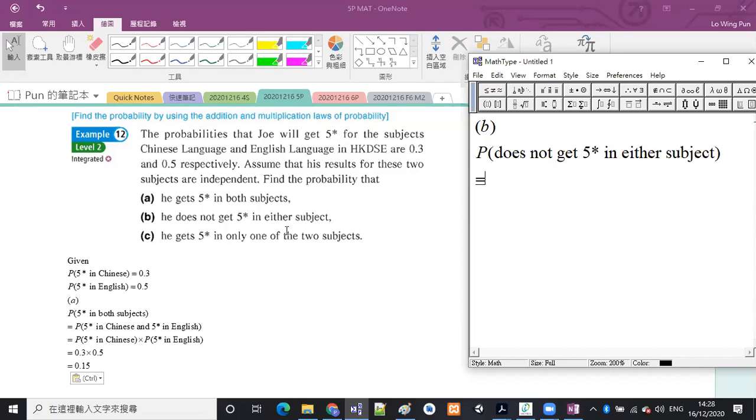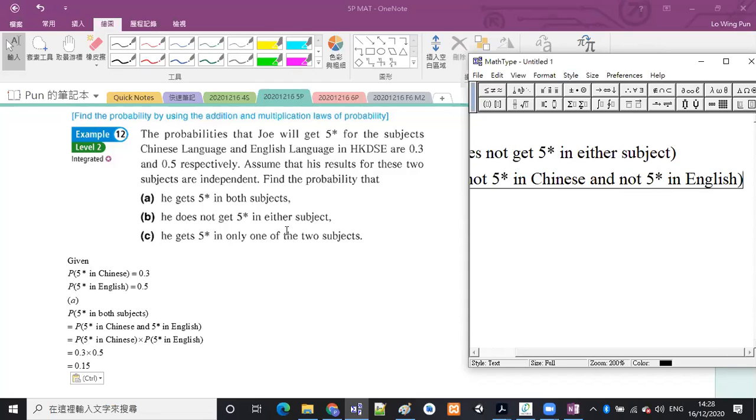Which means that he does not get 5-star in Chinese and not 5-star in English.